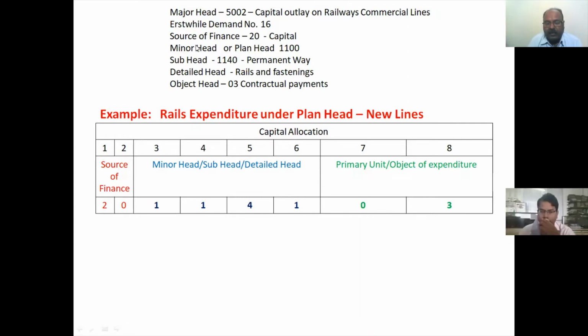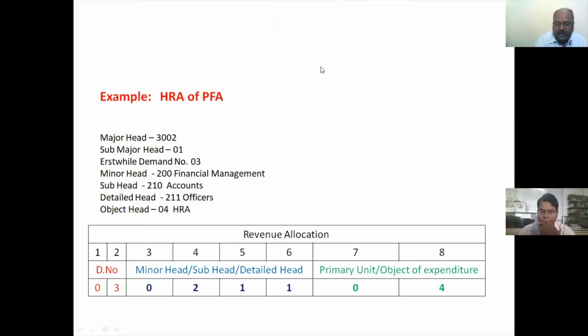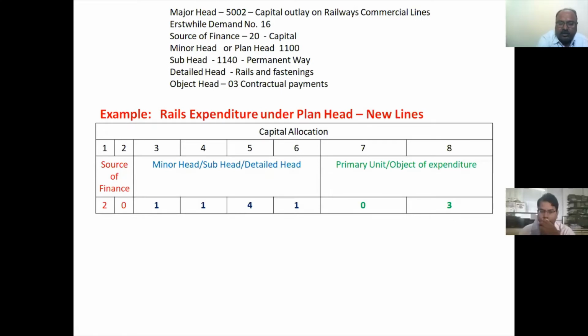The difference between revenue and capital is that in the revenue allocation, the first 2 digits are the demand number, whereas in the capital allocation, the first 2 digits are the source of finance. We discussed source of finance. The remaining digits, third through eighth, are common. In both, the third, fourth, fifth and sixth are the minor head, subhead, or detailed head, and the seventh and eighth are the primary unit. This is also equal in revenue and capital. The only difference is that in the revenue allocation the first 2 digits are the old demand number, and in the capital allocation the first 2 digits are the source of finance.